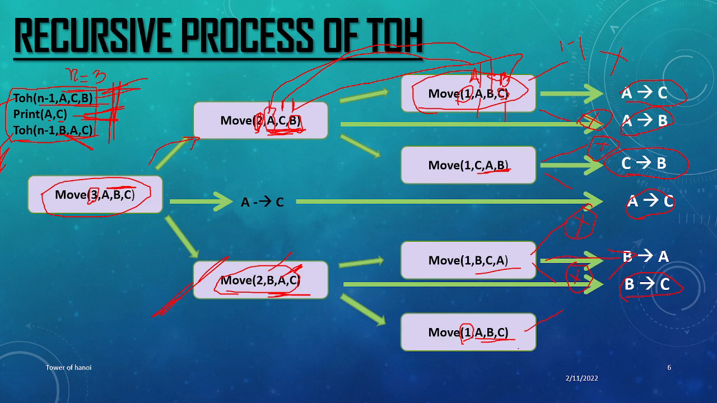Okay, so the same goes for this recursive call. Only A to C will be printed. So here A to C will be printed. So these are our steps for solving the Tower of Hanoi process. I am trying my best to explain this recursive call.